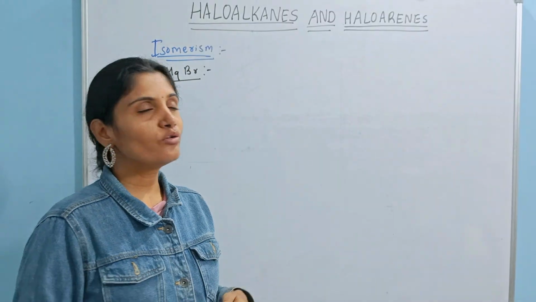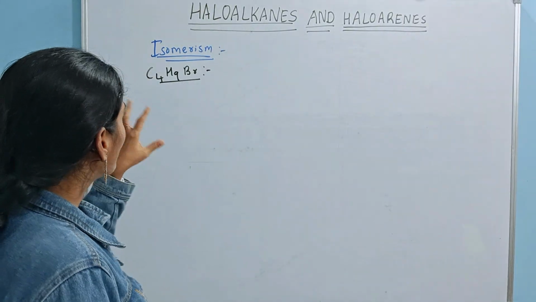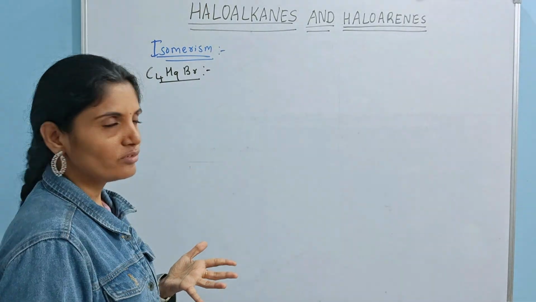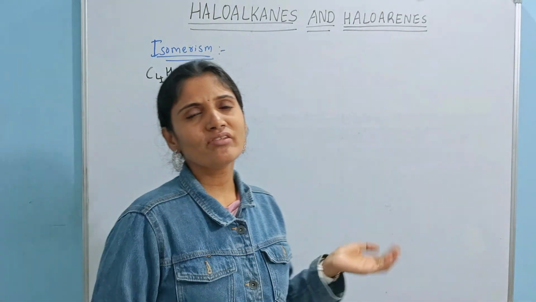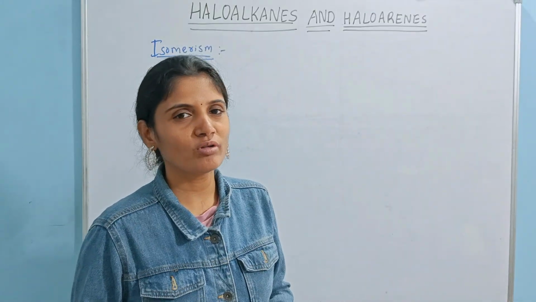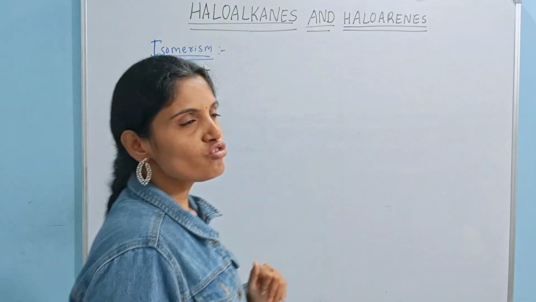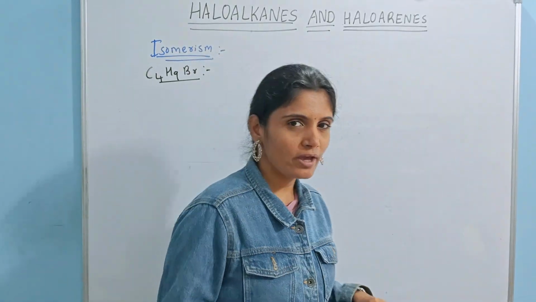Okay, to understand that I have taken a very simple compound, and I will try to write all possible isomers of this. Now if I go with C4H9Br, haloalkanes as such will definitely show chain isomerism. You people know there are different kinds of isomerism. So here it can show chain isomerism.